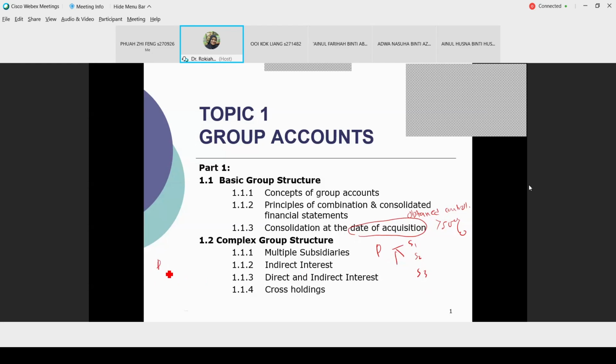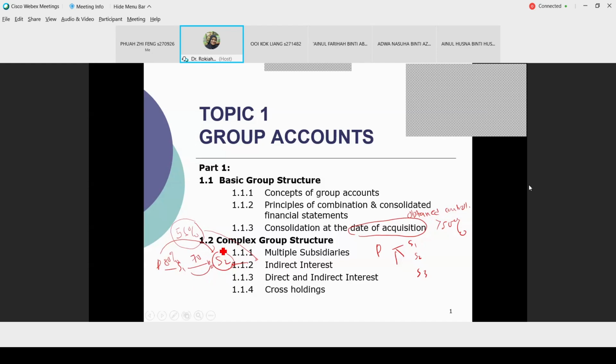Indirect means that the parent controls subsidiary 1, and at the same time, subsidiary 1 controls subsidiary 2. Let's say subsidiary 1 holds 70% of S2, and the parent has 80% of subsidiary 1. So indirectly, the parent has control of 56% in S2. This 56% is what we refer to as indirect interest. Even though the parent only has shares in subsidiary 1, subsidiary 1 also has control over subsidiary 2, so indirectly the parent also has control over subsidiary 2.